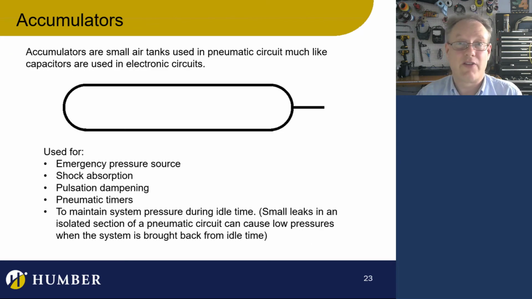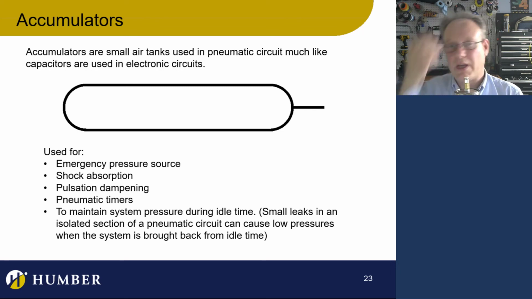Let's just talk about another symbol, and then we've got a couple other symbols to look at, and then I'll let you go. So this is the symbol for an accumulator. Like I talked about before, I had my accumulator here. It's just a small air tank, and we use it for backup pressure, emergency pressure sources. It's very much like a capacitor, and it acts as a kind of shock absorber, and we can use it for pulsation dampening. Pneumatic timers, yeah, really cool things. There are pneumatic timers. Essentially electronic timers just use capacitors. Pneumatic timers use these things, accumulators.